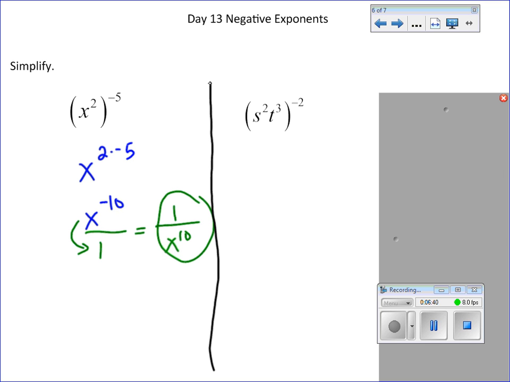Looking at our next problem, now we have 2 base numbers. We know that this exponent distributes to both. And when we distribute it, it's the same as s squared to the negative second power and t cubed to the negative second power. Now we have our power of a power rule, and we multiply the exponents, so we get s to the negative fourth, t, and we get 3 times negative 2 is negative 6.